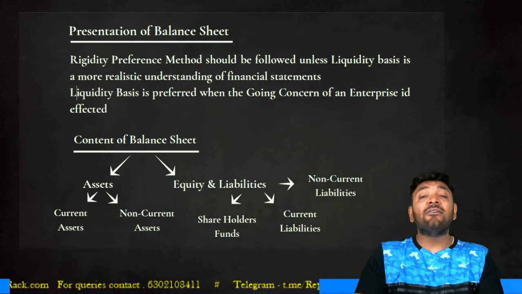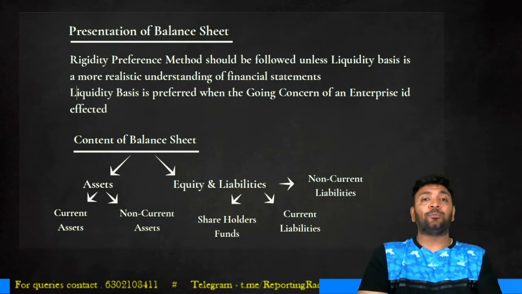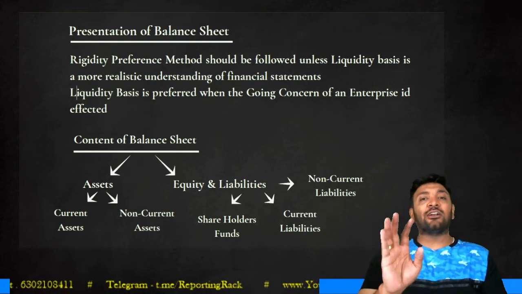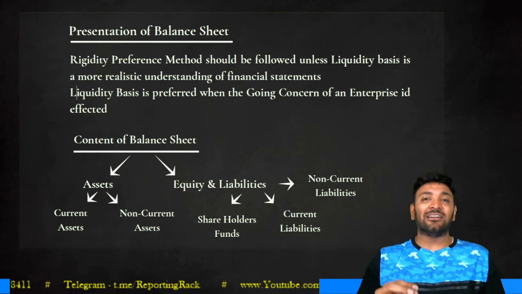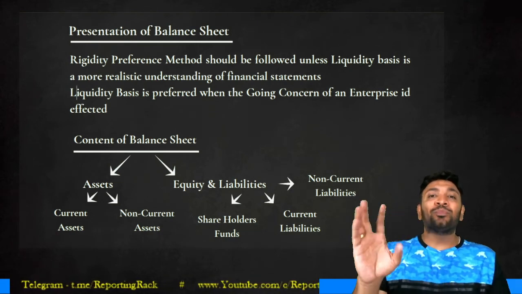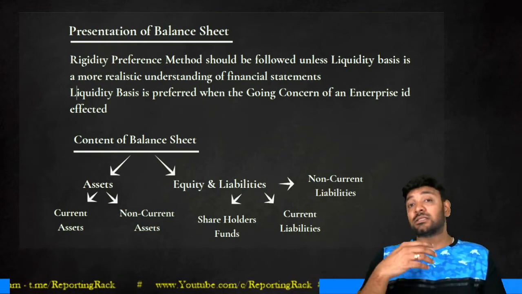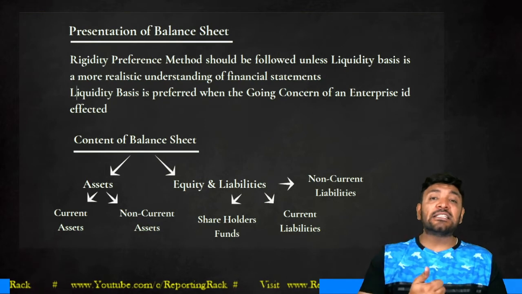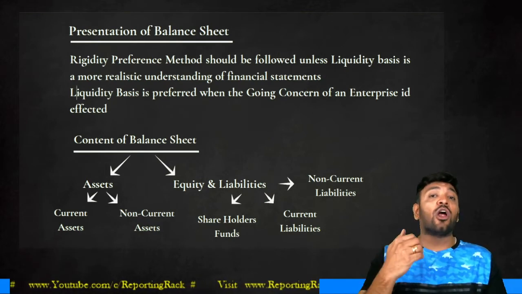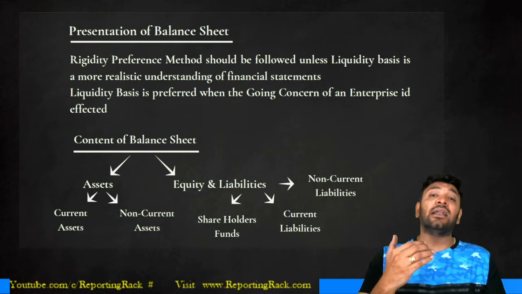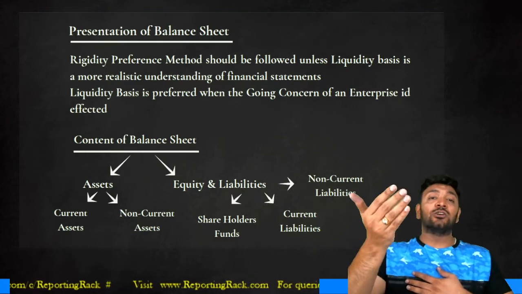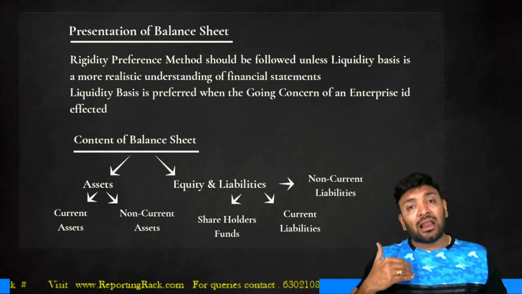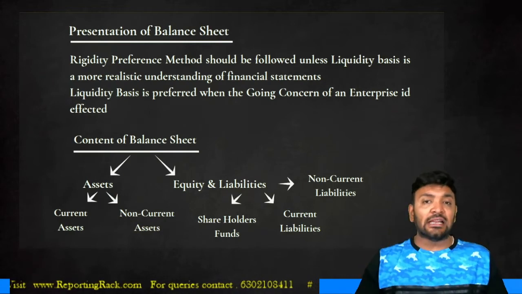This situation appears whenever the going concern of an enterprise is affected. Let's say, for example, there is a major fire accident which occurred. This is a classical example anyone would give whenever they talk about this concept of the going concern being affected. The going concern is severely affected due to a major fire accident. So what happened? Since the going concern is affected, I don't expect the enterprise to run its operations, but they expect to shut down the operation. When they have taken the decision to shut down, in such cases, rigidity preference method is no longer applicable. I'll have to present the financial statements under liquidity preference method, which is exactly the reverse. That means the most liquid asset should be presented at the beginning and going forward to the last asset, which is the most illiquid asset, generally a land or a building.